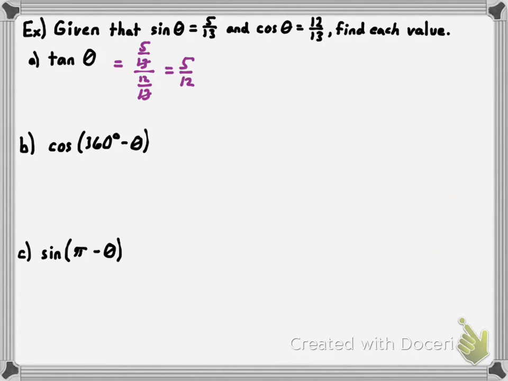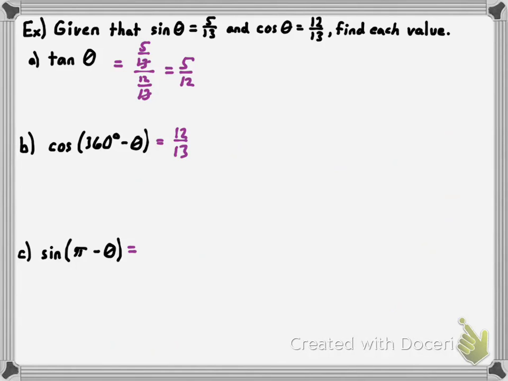Okay? Then for the cosine of 360 minus theta. Well, the cosine of 360 minus theta is going to find the angle that you would combine with whatever theta is to add up to 360. Cosines of angles are the same if they add up to 360. So, if the cosine of theta is 12/13, the cosine of 360 minus theta is also 12/13. Not that difficult, right?